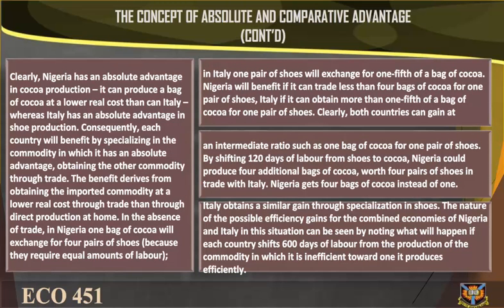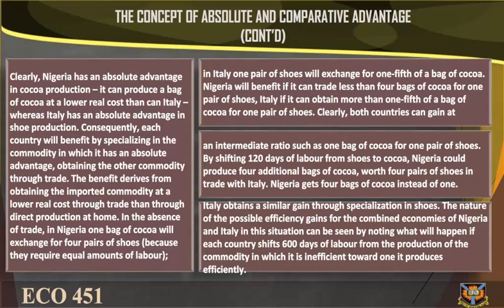Clearly, Nigeria has an absolute advantage in cocoa production. It can produce a bag of cocoa at a lower real cost than can Italy, whereas Italy has an absolute advantage in shoe production. Consequently, each country will benefit by specializing in the commodity in which it has an absolute advantage, obtaining the other commodity through trade.